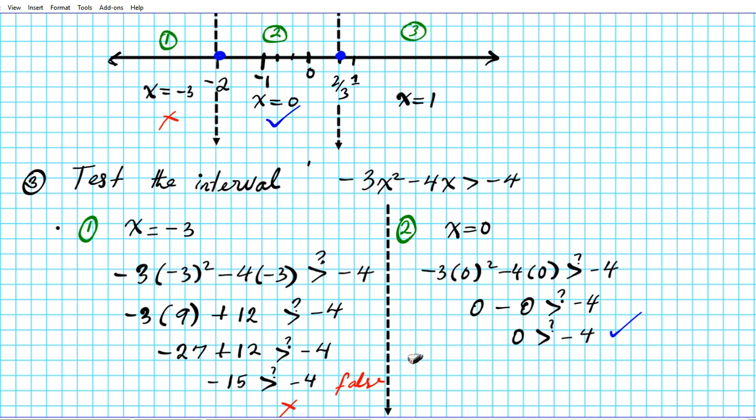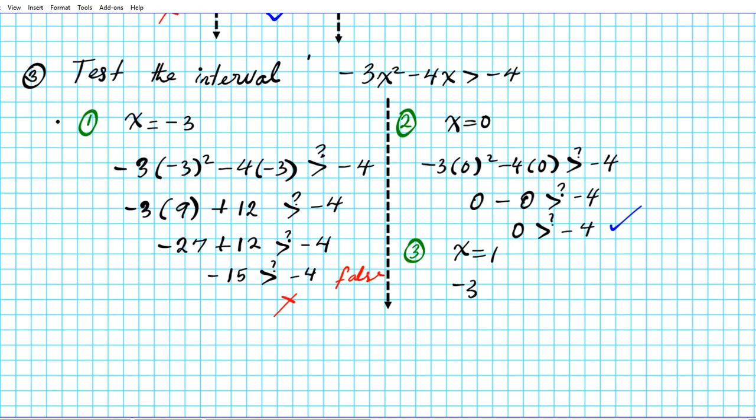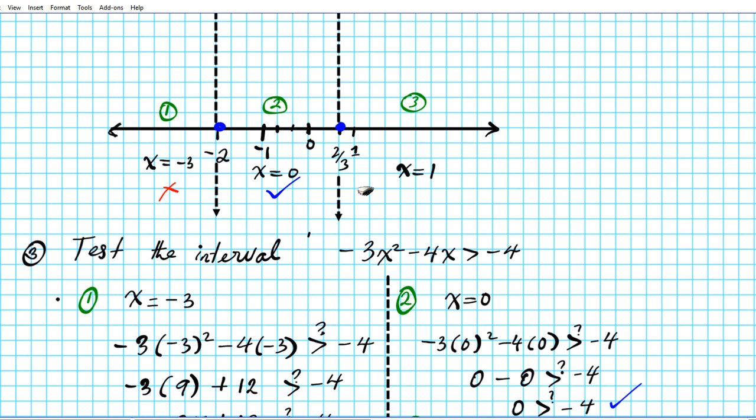And lastly, let's take a look at the last interval, interval 3. For interval 3, we selected x equals 1. Let's see if that satisfies the inequality. So -3 times 1 squared minus 4 times 1. Is it greater than -4? Let's simplify. -3 minus 4. Is -7 greater than -4? The answer is no. -7 is to the left of -4 on the number line, which means this inequality is false, which automatically implies that any numerical value in this interval will not satisfy the original inequality.